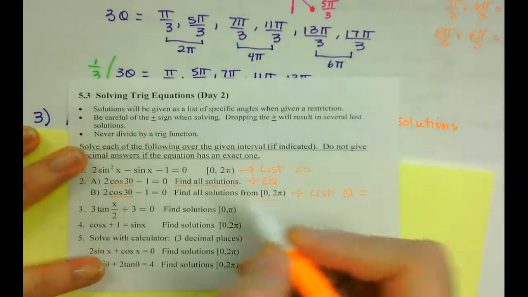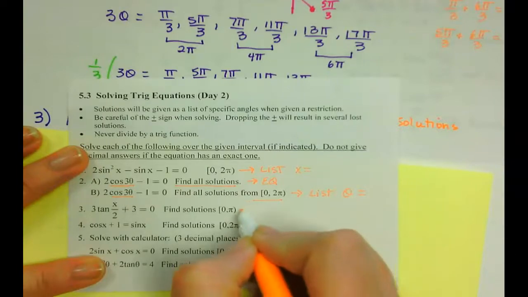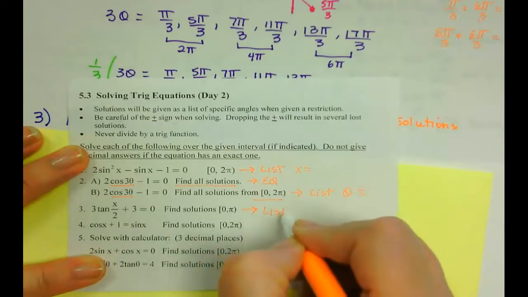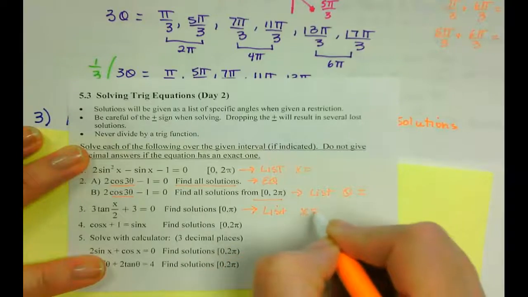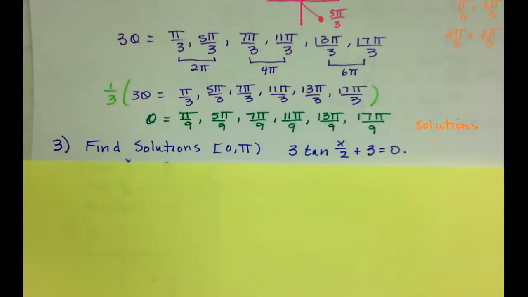All right. Problem 3, we're looking through right here. We're finding solutions from 0 to pi. So this means I'm going to have a list, and the unknown is x, so my final answer will be x equals. Okay, so this problem 3, it's find solutions from 0 to pi, and we have a multiple angle there. So we have talked about how that changes what we're doing a little bit. And then we are giving our answer as a list.